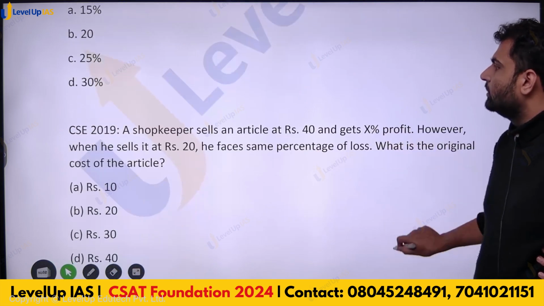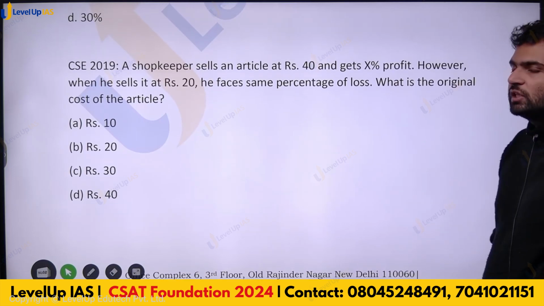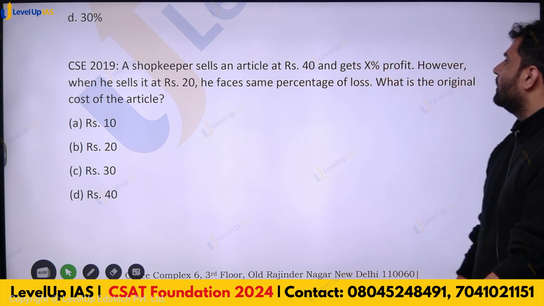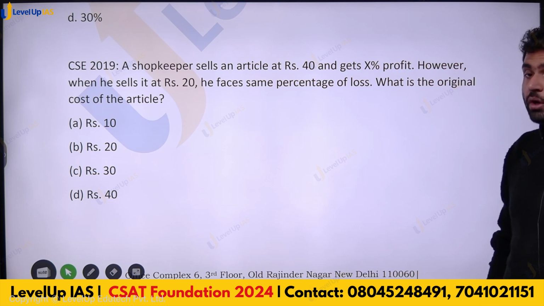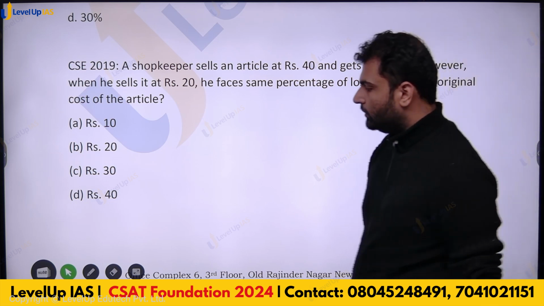Next, a shopkeeper sells an article for 40 rupees and gets X% profit. So he's selling at 40 and still getting some profit. However, when he sells it at 20 rupees, he faces the same percentage of loss. Okay, good. What is the original cost of the article?